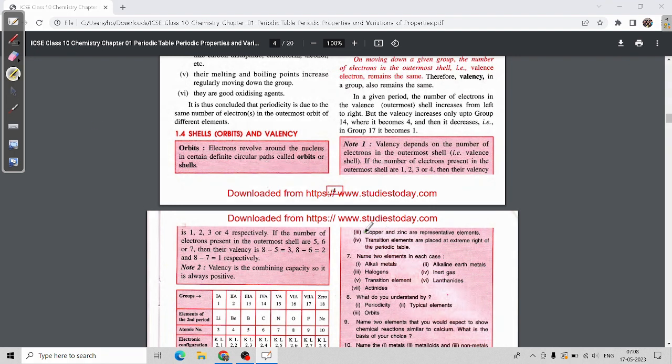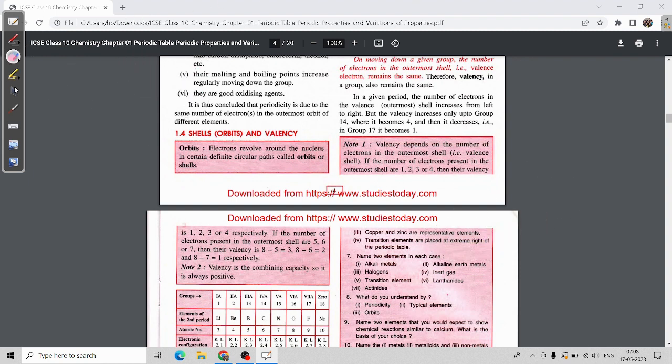Then copper and zinc are representative elements. No, they are transition elements. Okay, and transition elements are placed at the extreme right of the periodic table. No, they are placed at the middle of the periodic table.